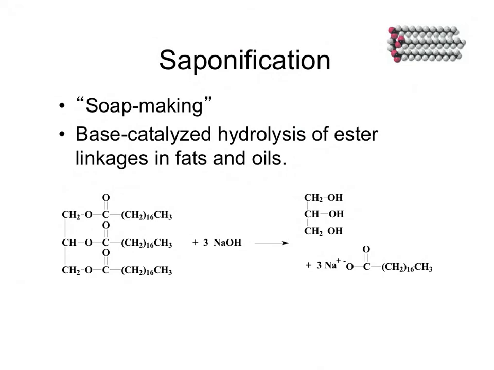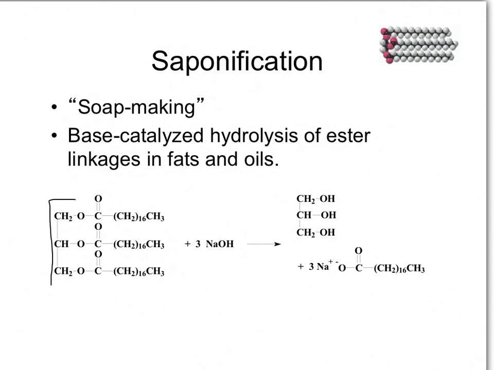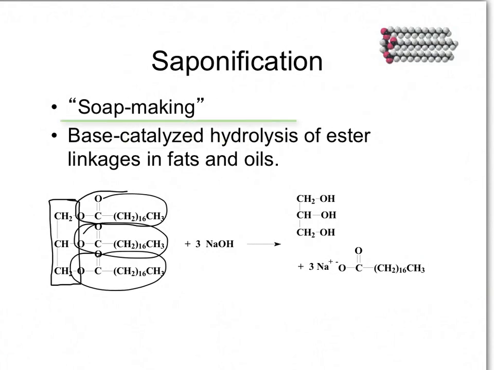So a fat or an oil is basically a triester. You can see here is the glycerol part, right there. That's the alcohol unit. And then attached to it are 3 long-chain fatty acids. So it's glycerol plus 3 fatty acids. It's a triester. And it can be hydrolyzed, and that actually is the process of soap making, or saponification. Saponification is defined as the base catalyzed hydrolysis of a fat or an oil, or of a triglyceride.